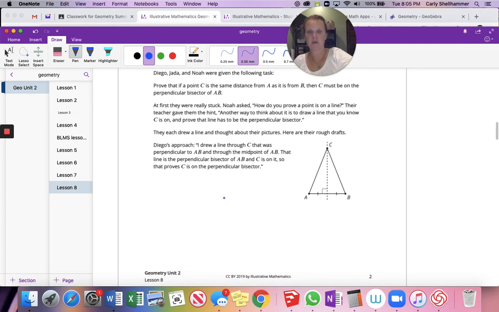So Diego's approach: I drew a line through C that was perpendicular to AB and through the midpoint of AB. That line is the perpendicular bisector of AB, and C is on it. So that proves C is on the perpendicular bisector. Okay. I'm not sure about Diego, but let's move on.